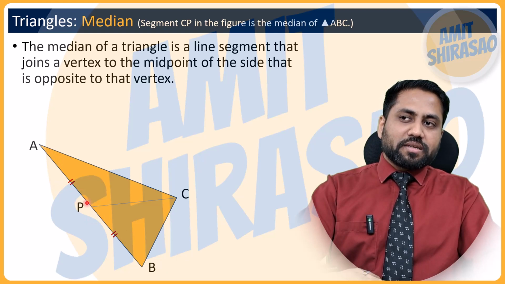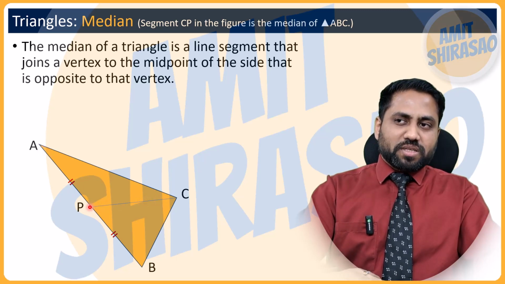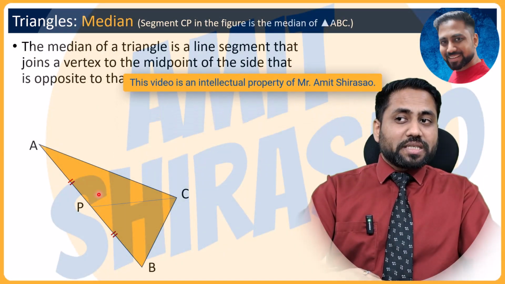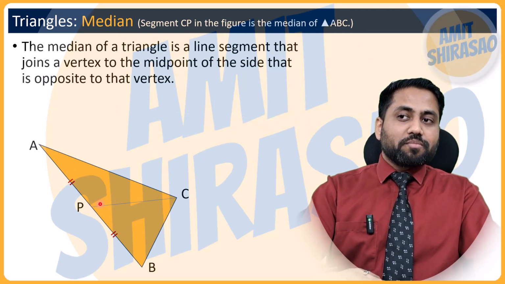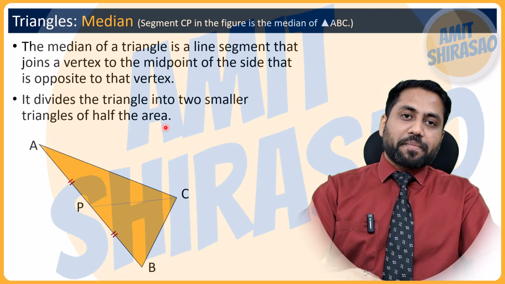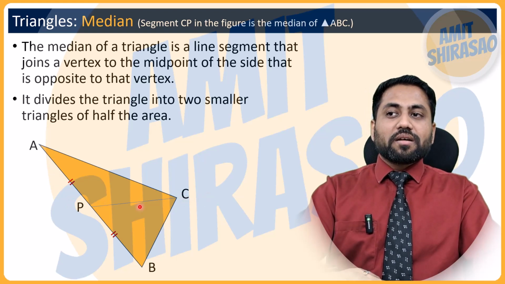Okay, so this line segment crosses the opposite side at a point which divides the side into two equal parts. Then this is called a median. So CP is the median. It divides the triangle into two smaller triangles of half the area. Means what? Area of triangle APC is equal to area of triangle CPB, which is equal to half the area of triangle CAB.